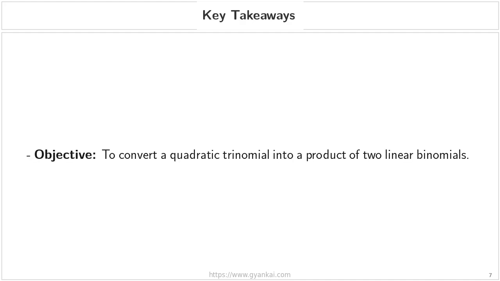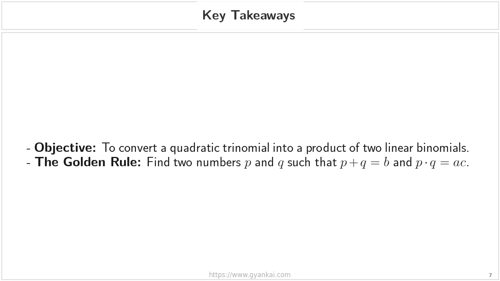Key takeaways. To wrap up our lesson today, let's review the key takeaways to ensure you have a solid grasp of the method of factorization. First, let's revisit our main objective. The entire goal of this process is to take a quadratic trinomial, that's our three-term expression, and convert it into a product of two simpler, linear binomials. Essentially, we are breaking a complex expression down into much more manageable pieces.